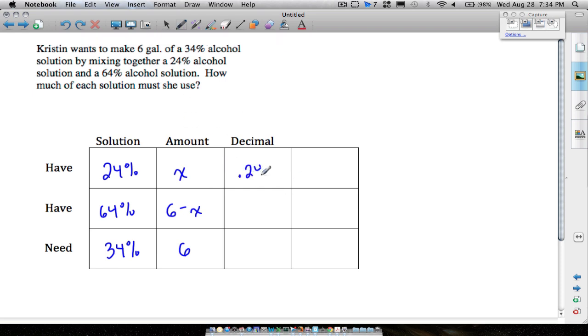Let's convert our decimals. 0.24. This one's 0.64. And this one down here is 0.34. Recall from the last example, we're trying to find products. So let's multiply. x times 0.24 is 0.24x. 6 minus x times this stuff. This is where we're going to do the distributive property in this problem. And then this last one here, 6 times 0.34, that gives us 2.04.